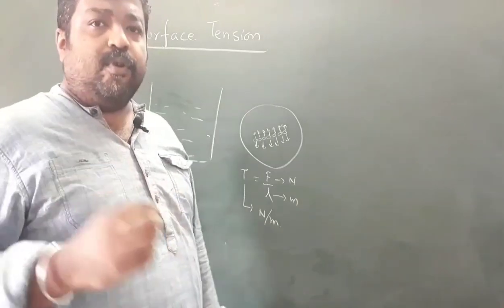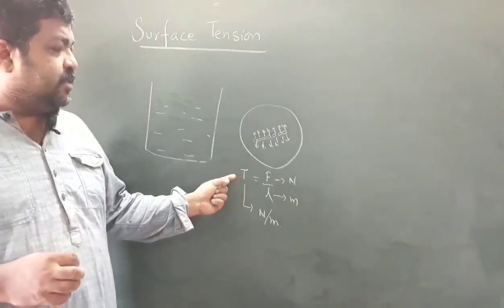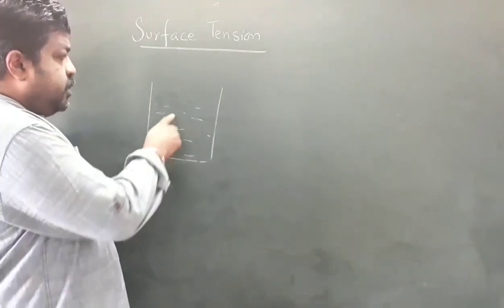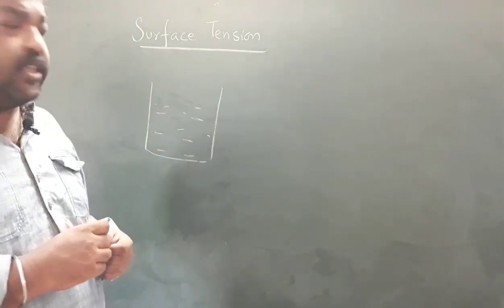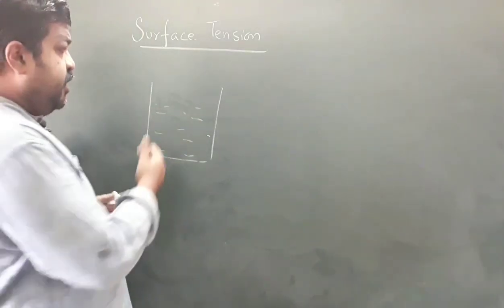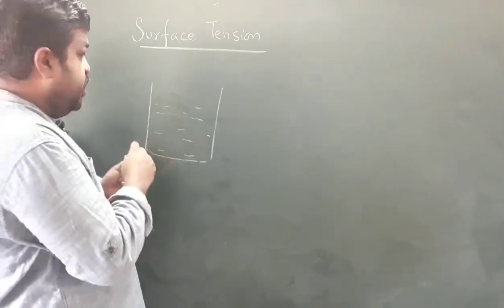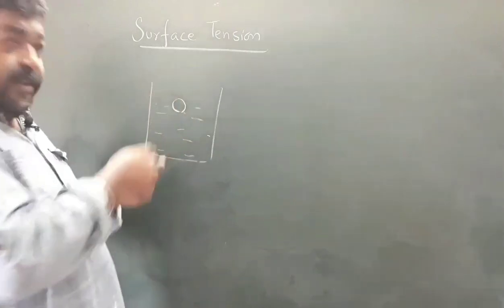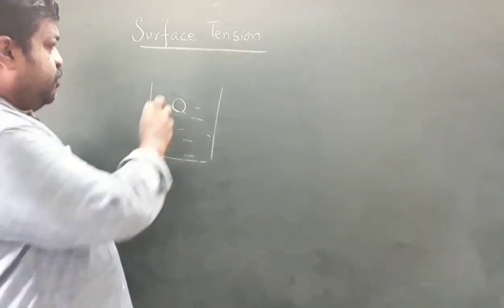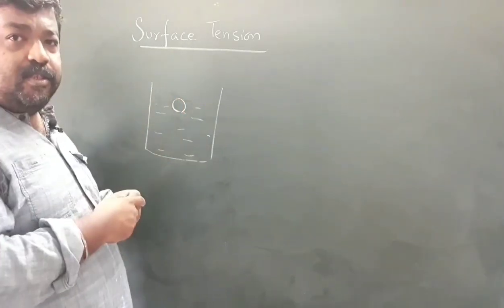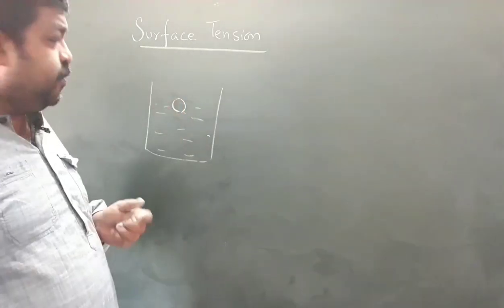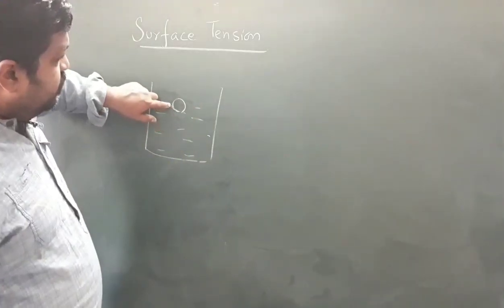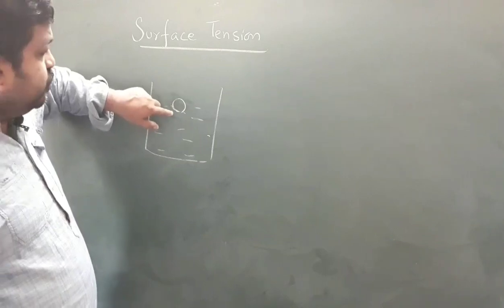Now let's see a few concepts based on this formula, T is equal to F by L. Now suppose there is a needle floating on the surface of this liquid. The needle is pointing towards you. So this is the needle. I am magnifying the size of the needle, this big needle. The needle is not so big, but suppose I am magnifying the size. So the needle is pointing towards you, and this is the interface between the solid and the liquid.